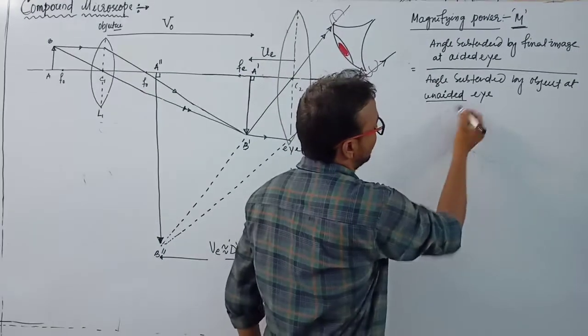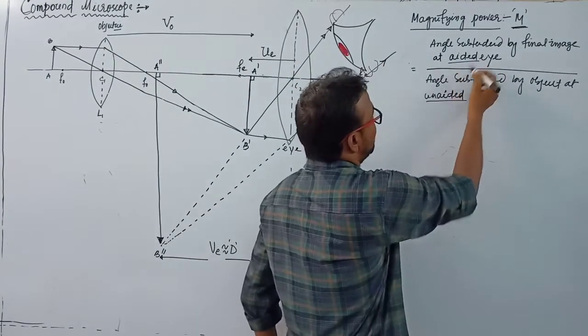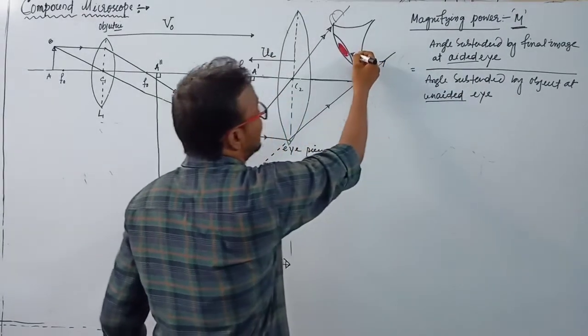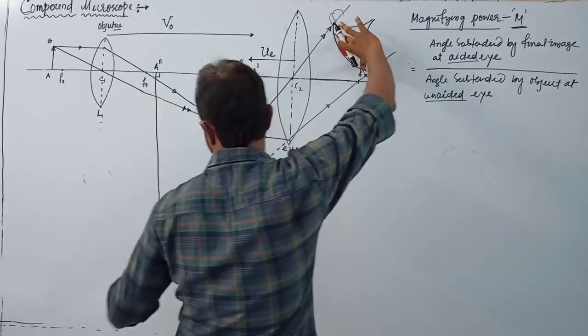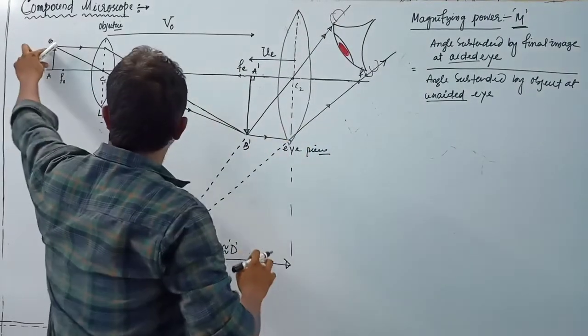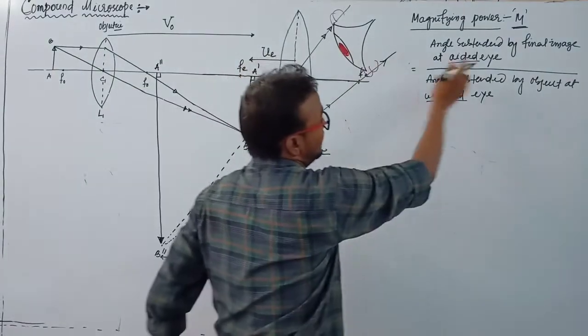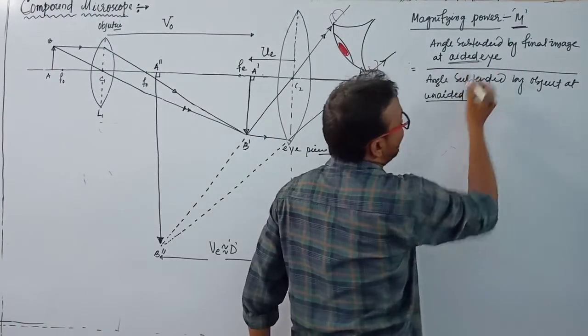Unaided eye means the naked eye, without any eyepiece or any lens, but aided eye means this eye is known as the aided eye. And when we observe this image here, due to this lens and due to this lens, this is the object and this is the final image, and this final image is seen by this eye, and here we use the word aided eye.